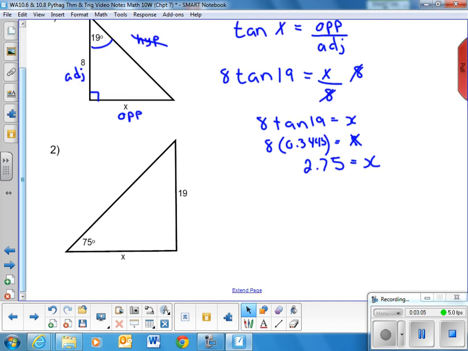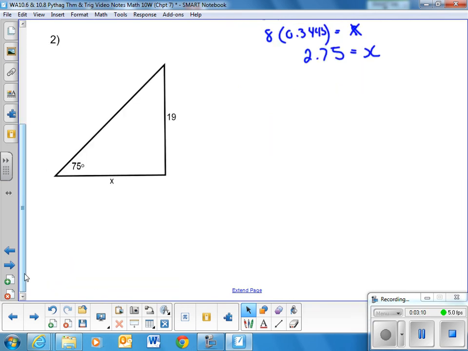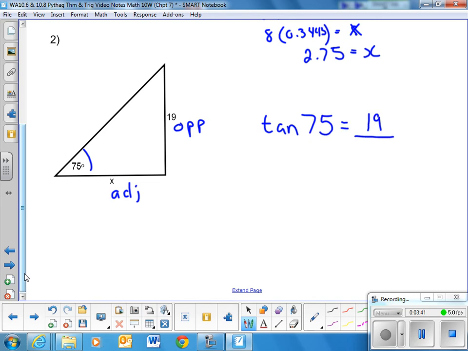Example number 2. I'm just going to move our picture down a little bit so we have some more room. In example number 2, we're asked to find, again, a missing side. So start by labeling your triangle. If this is my angle, this is the opposite side and the adjacent. Because we're using opposite and adjacent, again, that means that we are using the tangent function. The tangent of any angle, and our angle this time is 75, is the opposite side, which is 19, over the adjacent side, which is x.